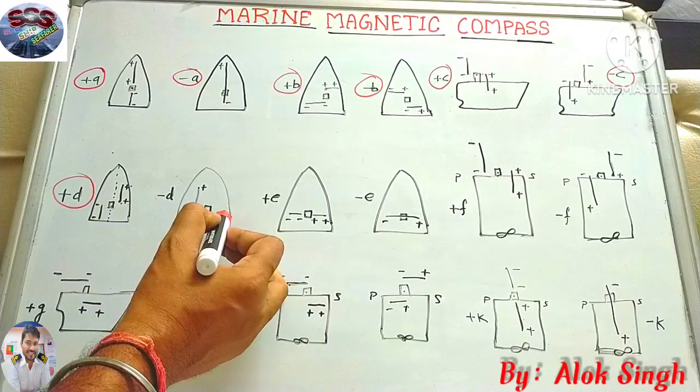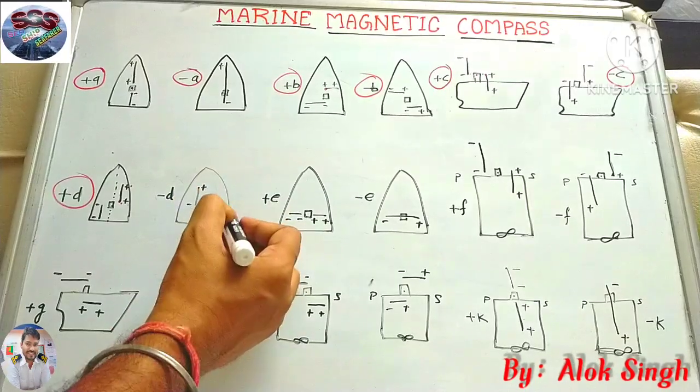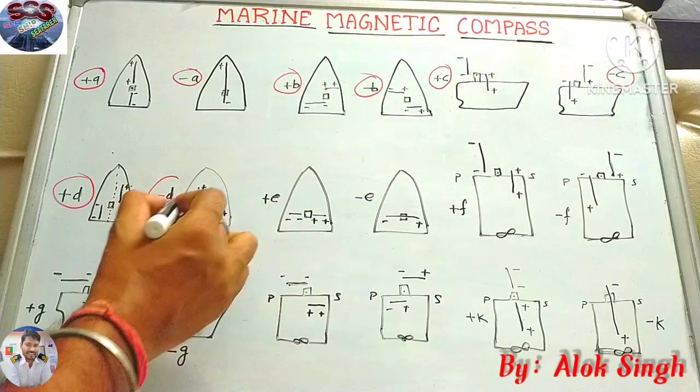So this one is on the starboard side, so positive, and the further pole is aft of the effective pole, so negative. Both are different, so minus.